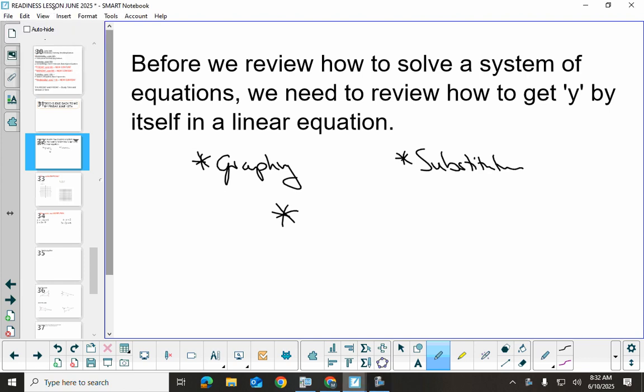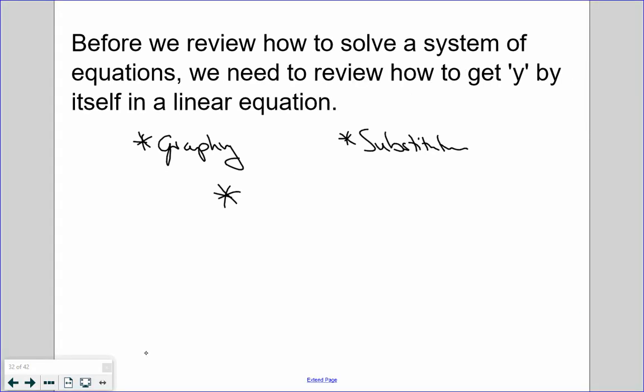So the reason why graphing and substitution are important is that they both have the exact same first step. And the first step that they both have is a step that we have been talking about time and time again all the way through this course: you have to get y by itself. Now you do not have to take it down to mx plus b, but you do have to be able to get it down to y by itself.